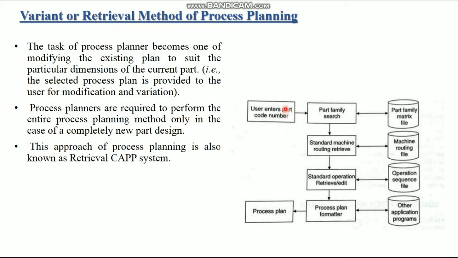Here, this is the procedure. The user enters the part code number. Every part belongs to a part family and has a code number. Using that code number, it searches the part family. Then there is a part family matrix file. From that, the standard machine routing will be retrieved. Then the standard operations will be retrieved. If editing is required, the edit takes place. Then the process plan formatter will produce the process plan.